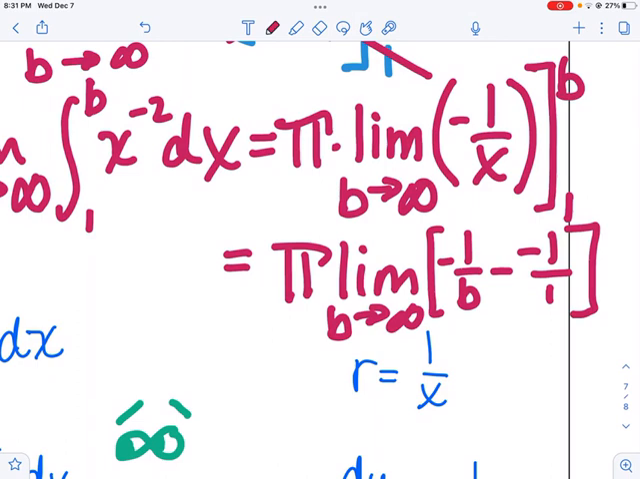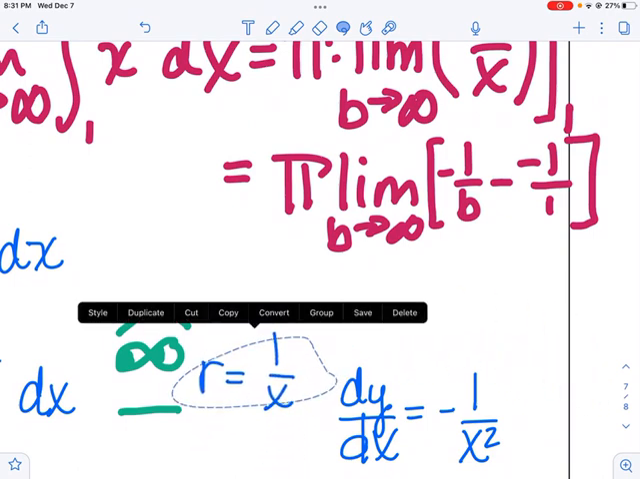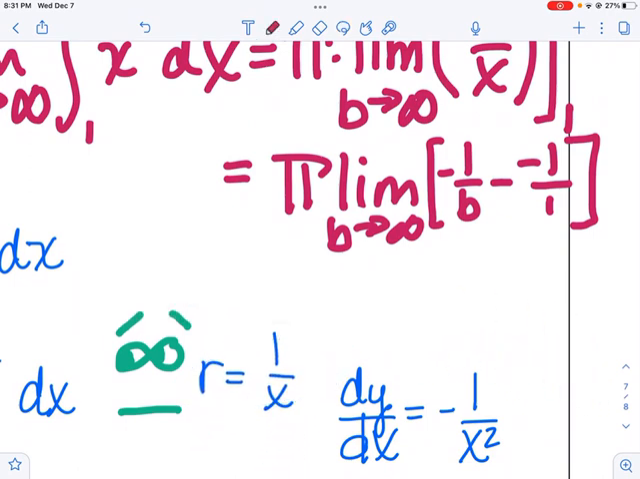So what happens to this? What kind of area do you get with this? Well, when you put infinity in the -1 over b, that thing is going to approach 0. So then we end up with pi times the quantity 0 plus 1. So your answer here is pi.